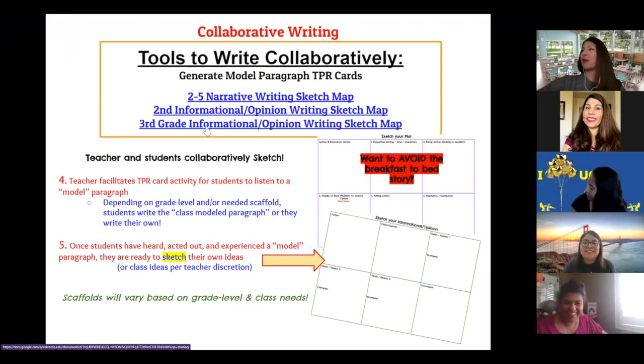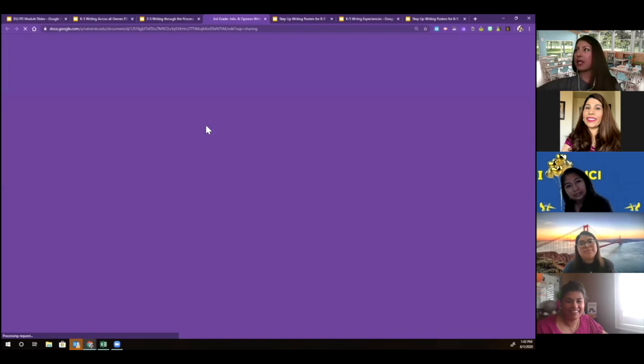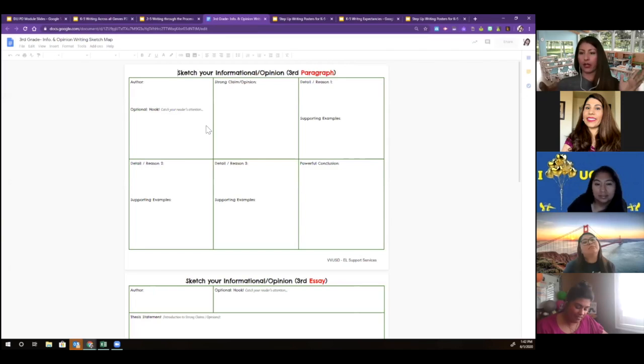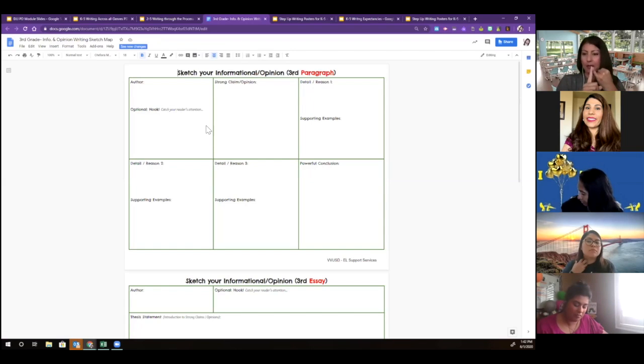Okay, so I'm going to go to the 3rd grade informational opinion sketch map here. And so this is what we would do after we already have our sentences in mind from what we built as a team, from getting what happened in the beginning, what happened in the middle, like the problems, what was the problem, what was the action, and how did it get resolved.